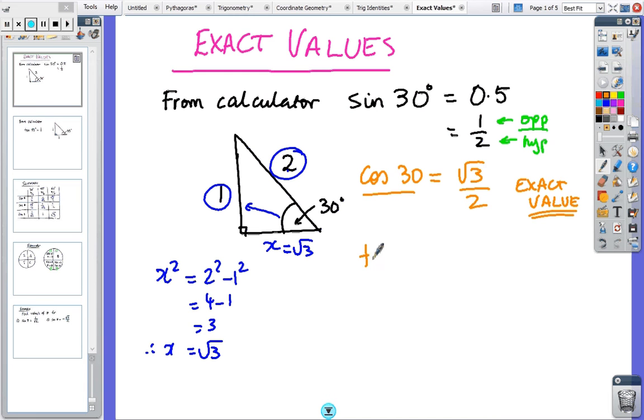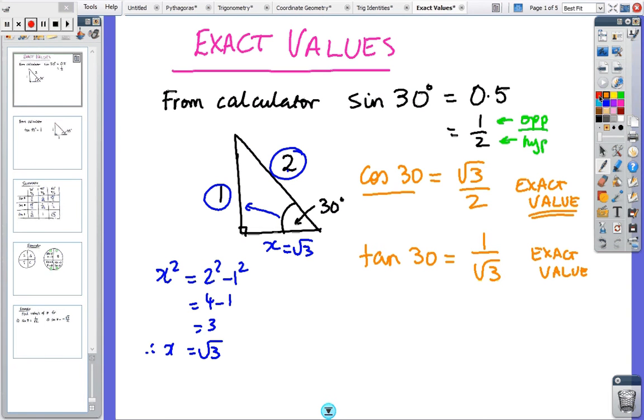And then you do tan 30. On your calculator, you get a decimal, 0.577, I think. I'm just doing this without a calculator. But on your diagram, you've got the opposite over the adjacent, and so that's the exact value. Rather than getting a decimal, you get an exact value.